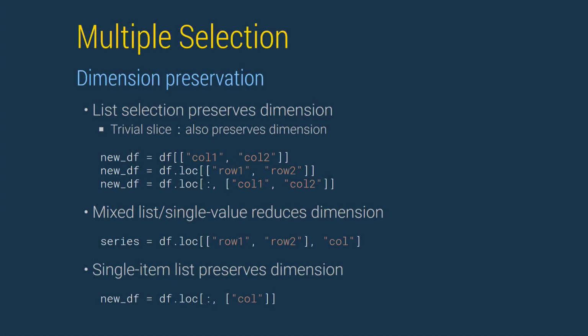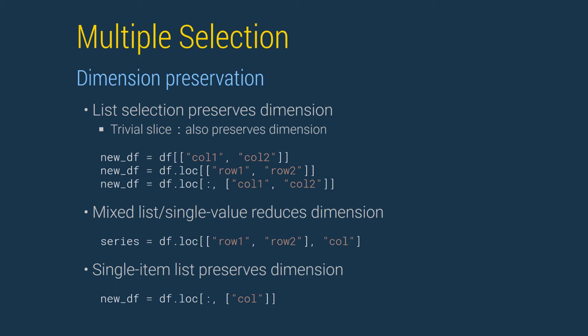Using multiple selection through lists of index values or column names preserves the dimension of the value returned from the selection. All three of these examples of selection in a data frame produce a data frame. Mixing multiple selection and single value selection reduces the dimension, since the single value selection is always dimension reducing. The sample here selects 2 rows in a single column, and so the series returned has 2 elements.